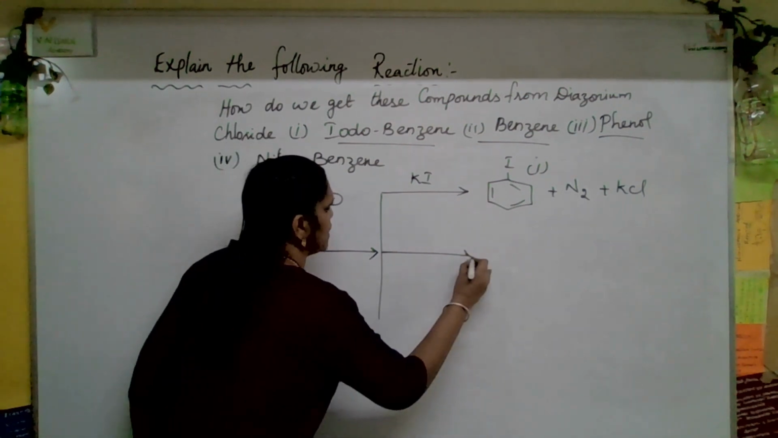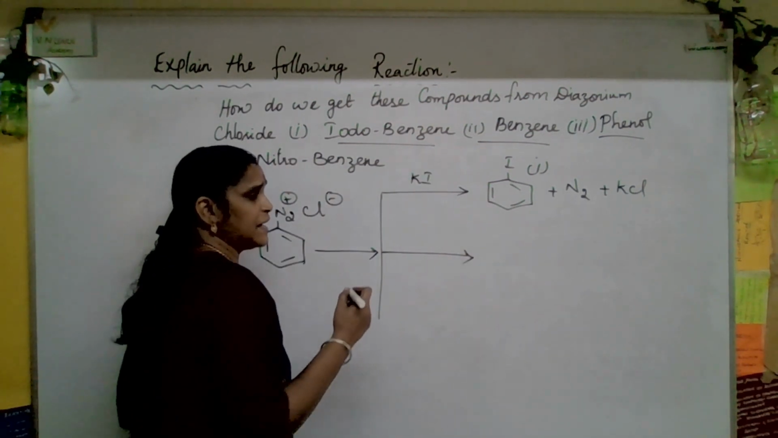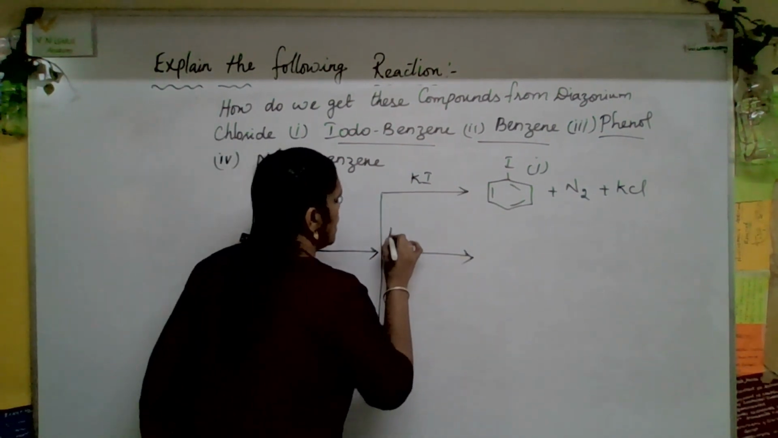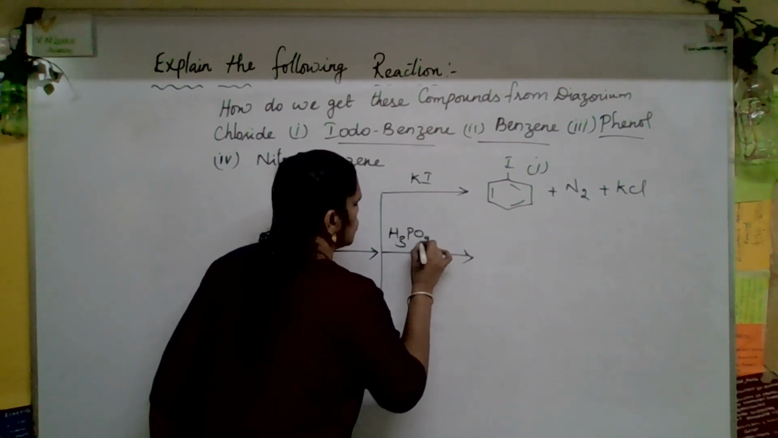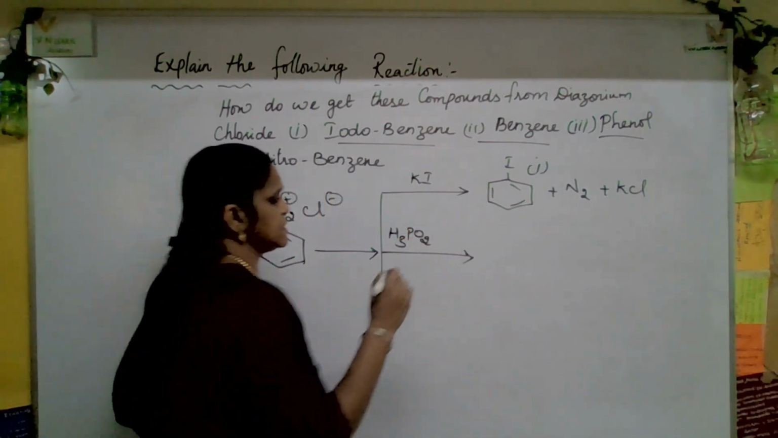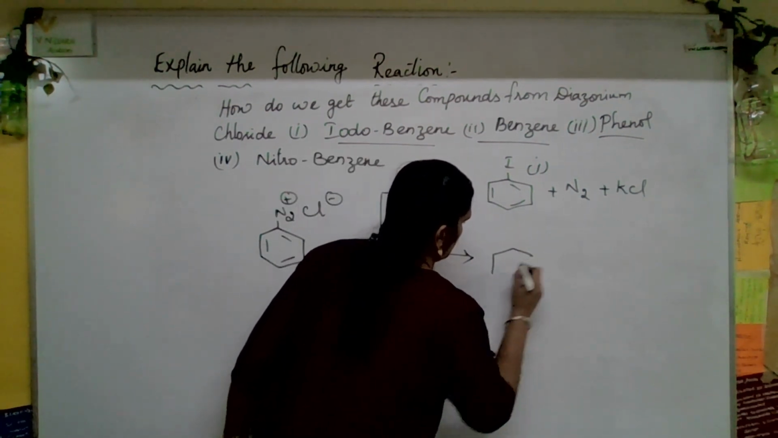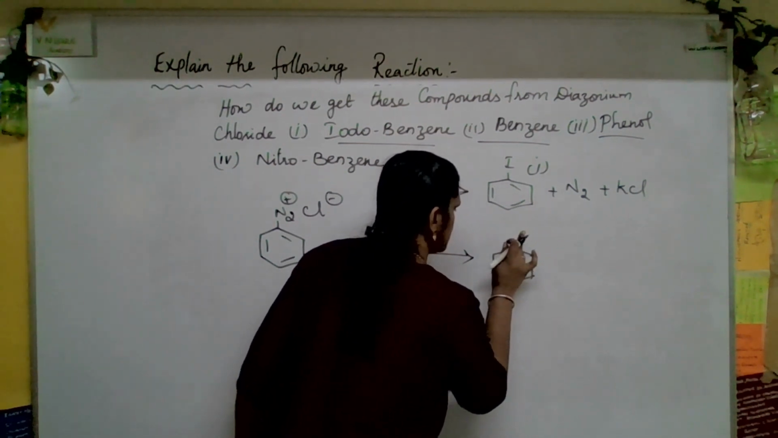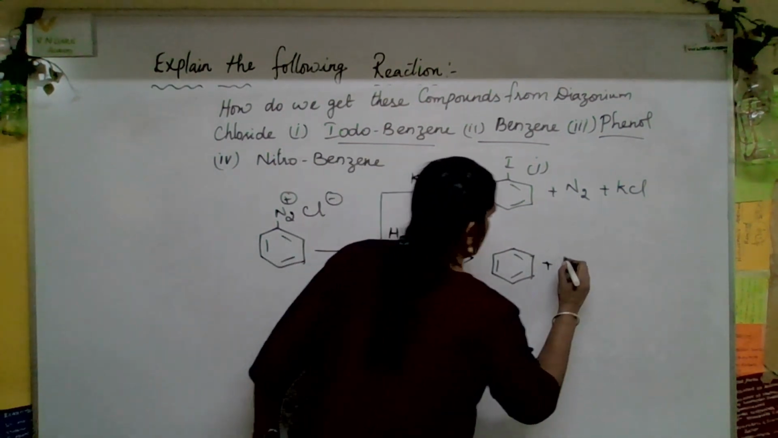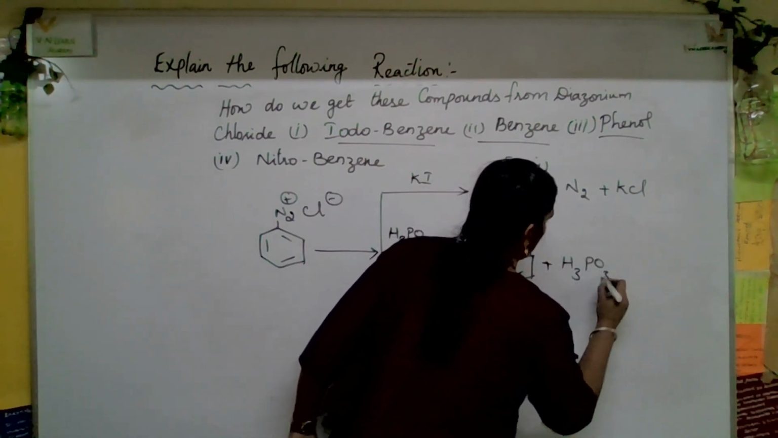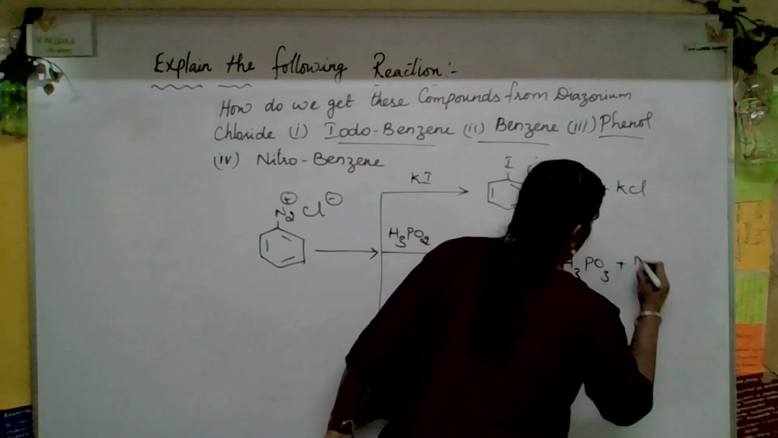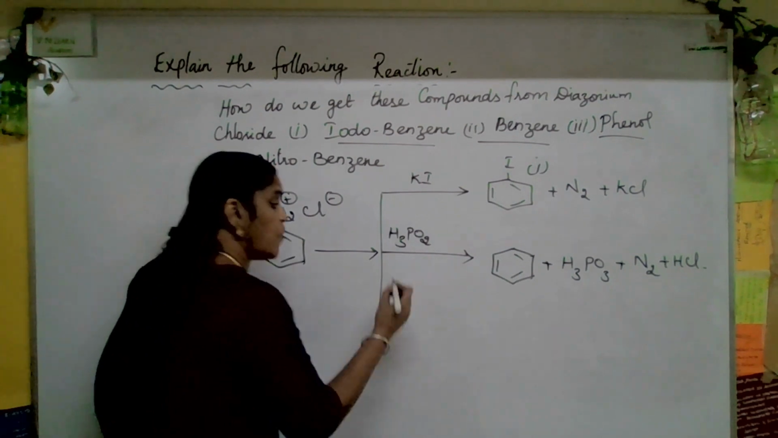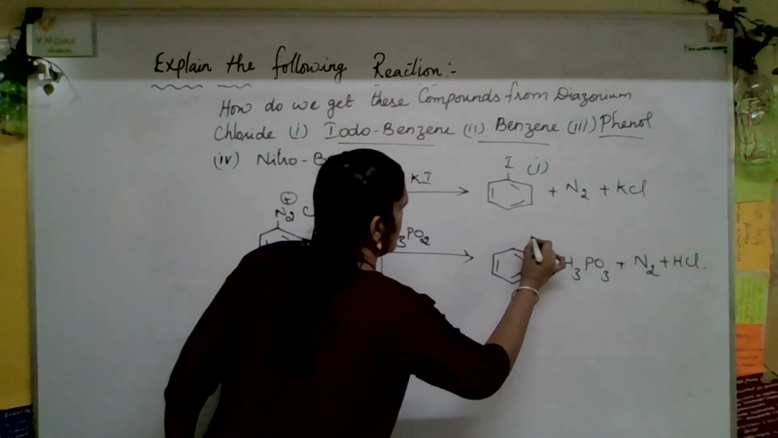The second one, benzene. For that, a mild reducing reagent, we just take H3PO2, hypophosphorous acid. Let us go for it. So you will get benzene here. Yeah, this is benzene only. And here H3PO3, orthophosphorous acid, and N2 plus HCl. Okay, this is benzene, the second answer.